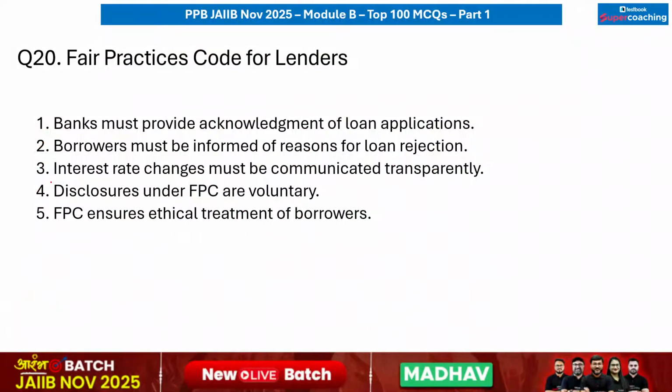Last question, fair practice code for lenders. In that case, bank must provide acknowledgement of loan application, true. Borrower must be informed of reasons for loan rejection, true. Interest rate changes must be communicated transparently. If you are changing interest rates, that should be indicated transparently, that is true. Disclosures under FPC are voluntary? No sir, they are mandatory.